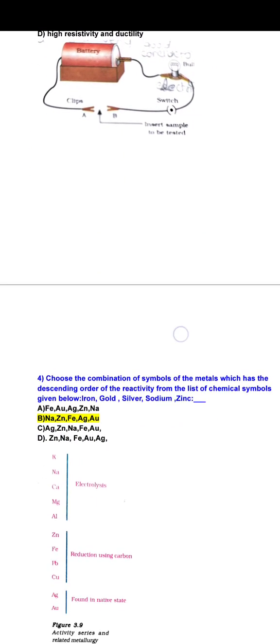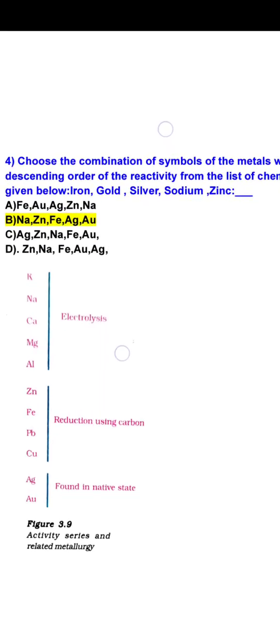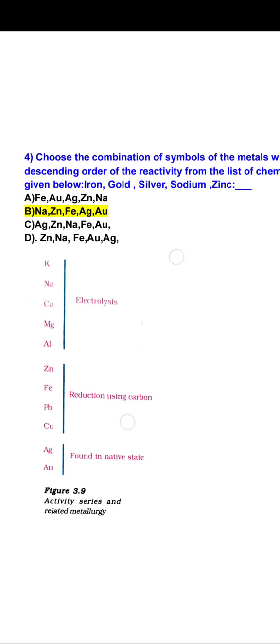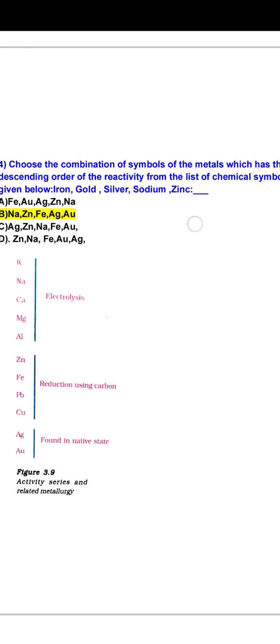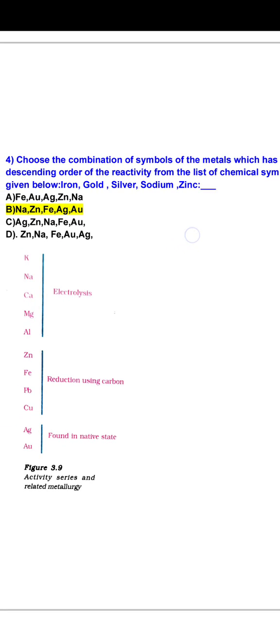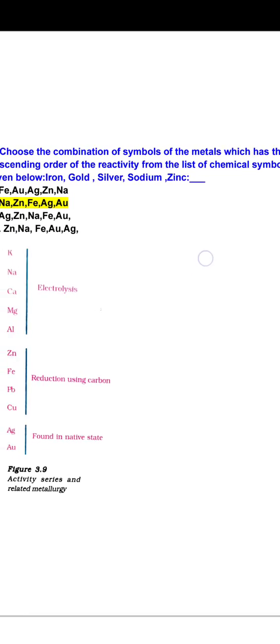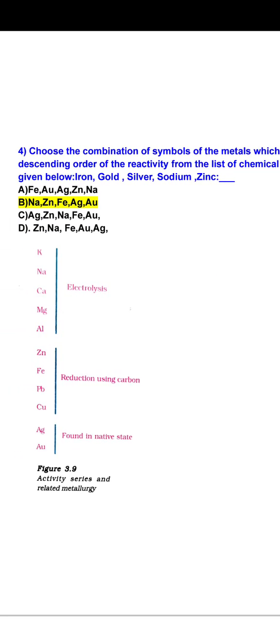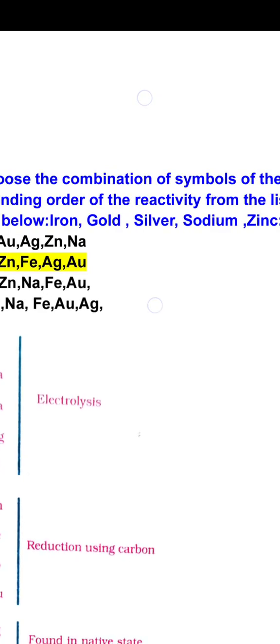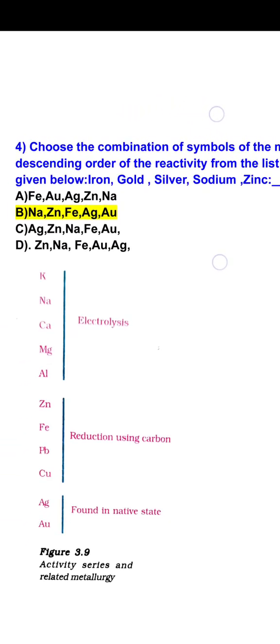Now let us move to the fourth question. Choose the combination of the symbols of the metals which has the descending order of reactivity from the list of chemical symbols given below. Now the given metals are like this: iron, gold, silver, sodium and zinc.